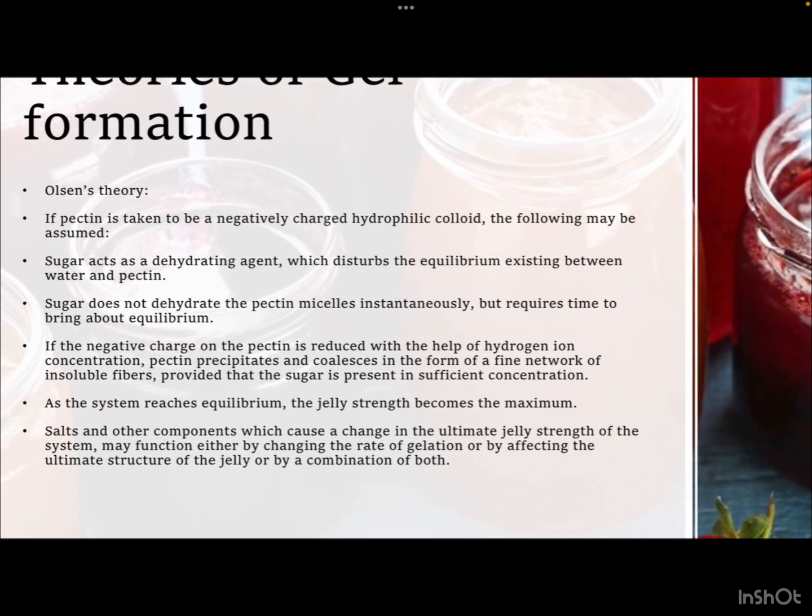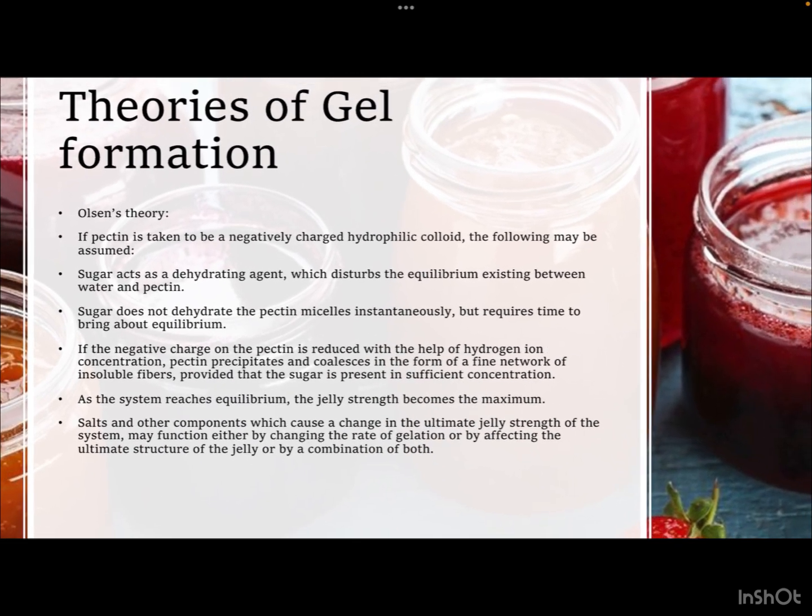The next theory is Olsen's theory. It states that if pectin is taken to be negatively charged hydrophilic colloid, now we need to break this statement down. Negatively charged, as you already know, it is an acid. Hydrophilic means it is water loving. Colloid means it has a larger particle size. Then if pectin is considered to have these properties, then the following points may be assumed.